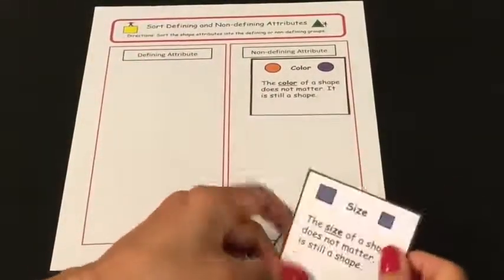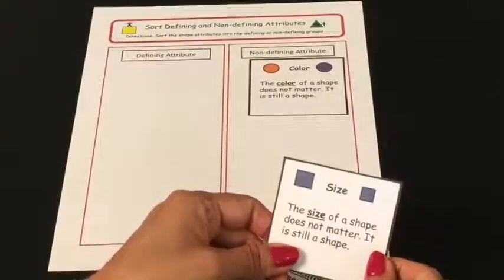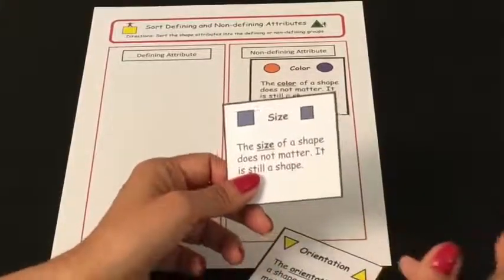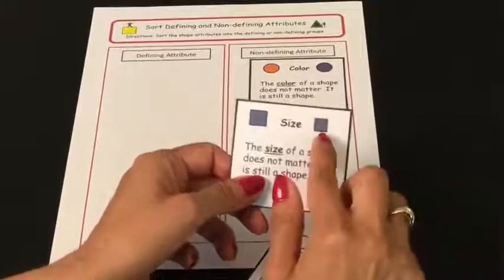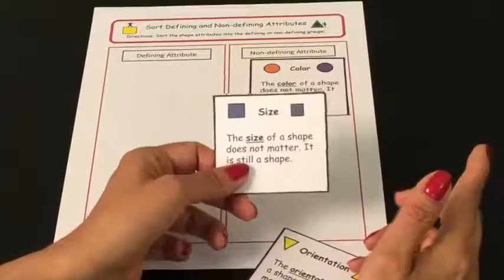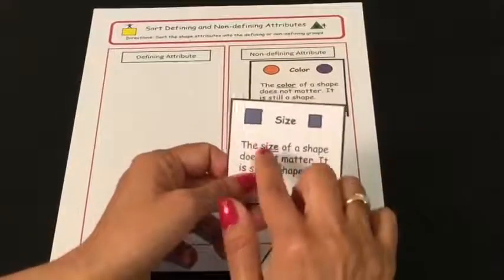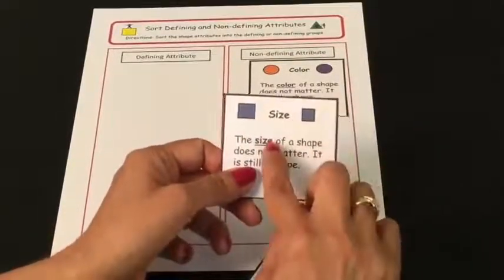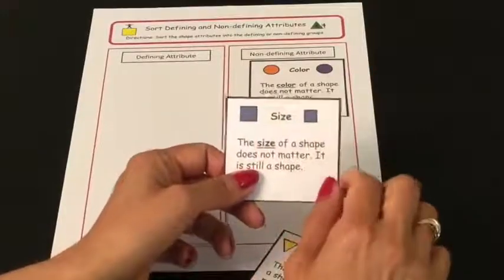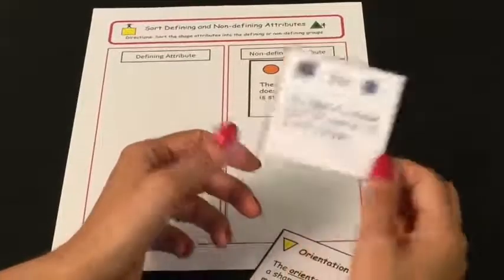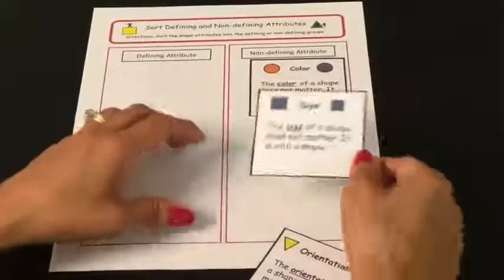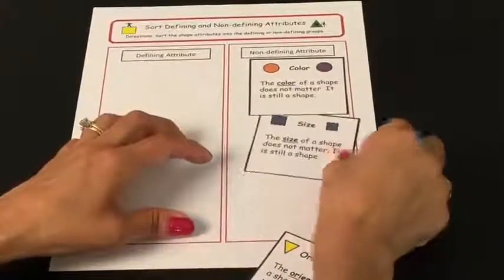Okay. The next non-defining attribute is size. Now think about this. If you've seen a square, a small square and a big square, it's still a square. It doesn't matter what size the shape is, it is still a shape. So size is another non-defining attribute. It doesn't matter what size it is, it's still that shape.